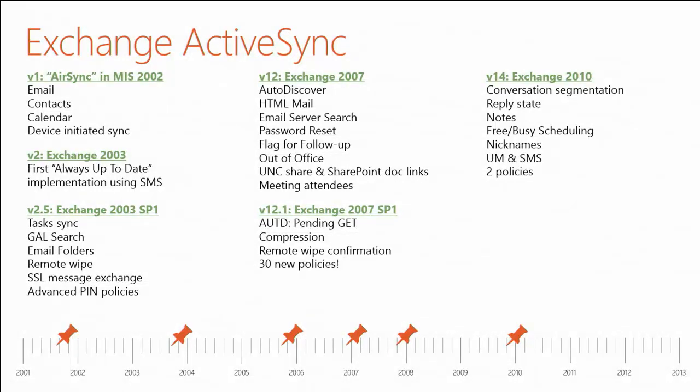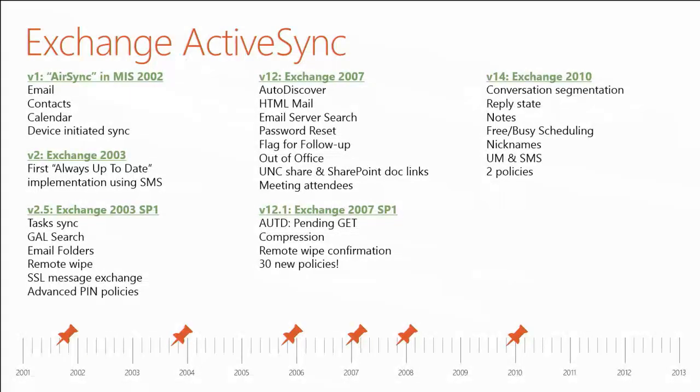We added the reply state, so you could tell whether you had taken action on the mail from a mobile device and have that replicated back up to the server. Notes, we don't find a lot of folks use notes, but that's still important to a segment of our population, so we sync notes. The ability to do free busy scheduling, which if you've ever tried to schedule a meeting from a mobile device, you'll find is fairly essential. We have a handful of devices that do that. We would like more.